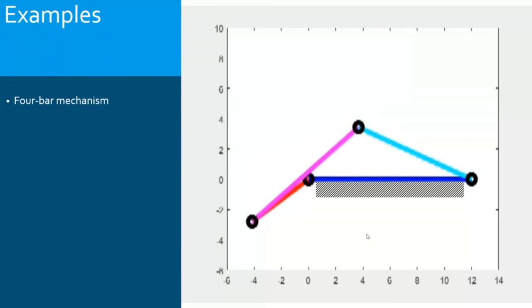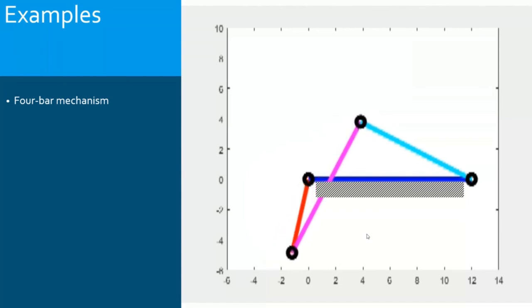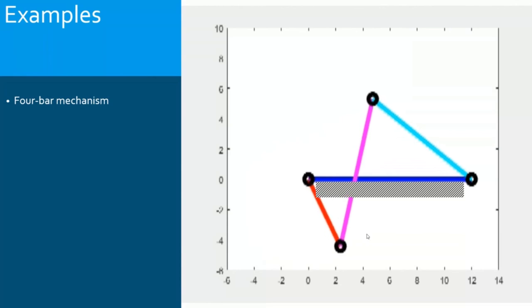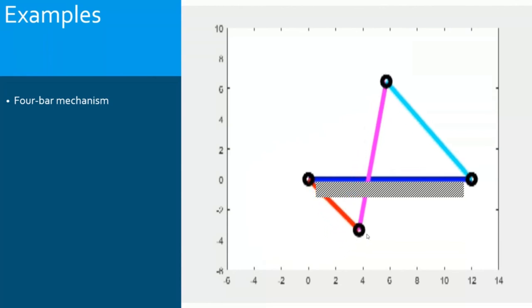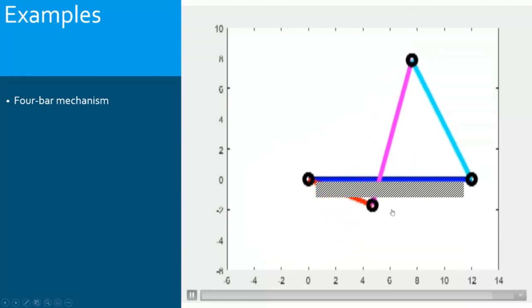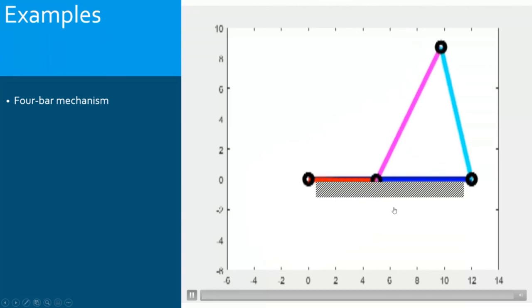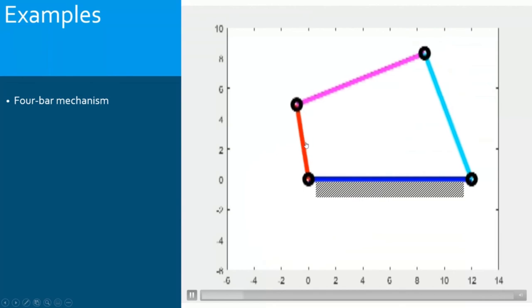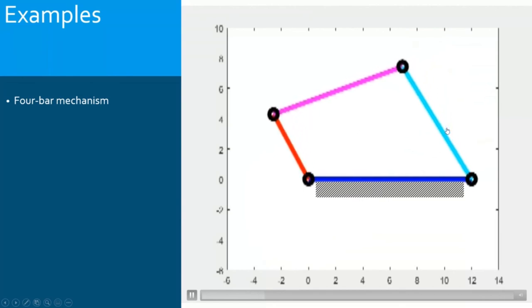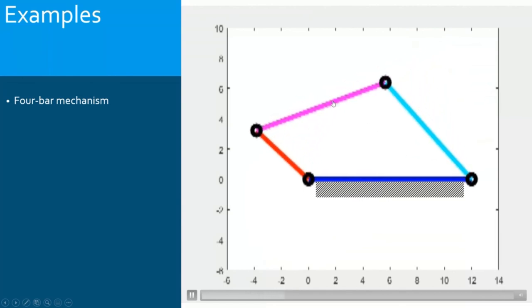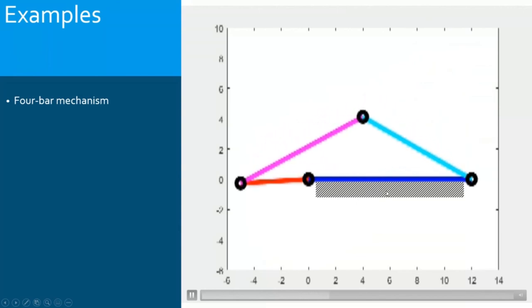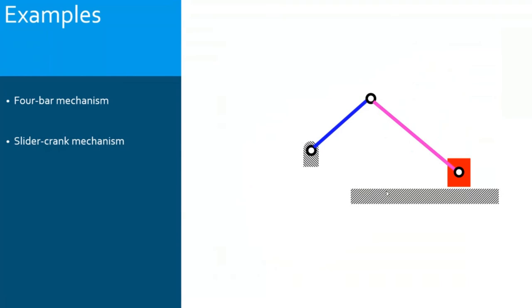Now, here it's not necessarily that one is a crank and the other a rocker. It can be crank, rocker. Just some nomenclature. If one is the input, the other one is the output, the link between them is the coupler, and the other one is the ground. Another example is the slider crank.